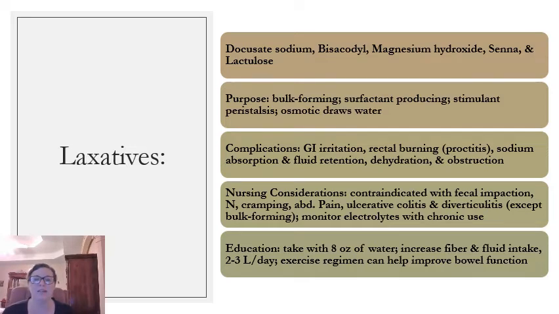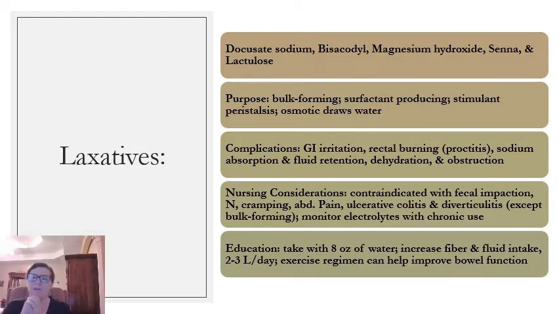So these can be either bulk forming, so trying to combine it all in order to get it out all at once, or surfactant producing. So that's like the lubricant, like you have surfactant around your lung, the lubrication. There's surfactant in the GI tract. So if we produce more lubricant, it's more likely to come out.